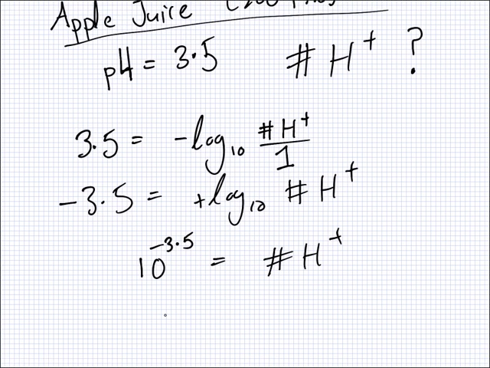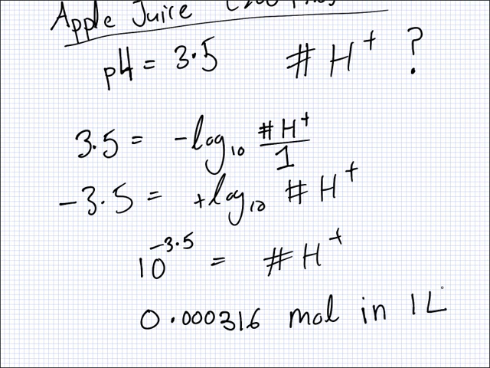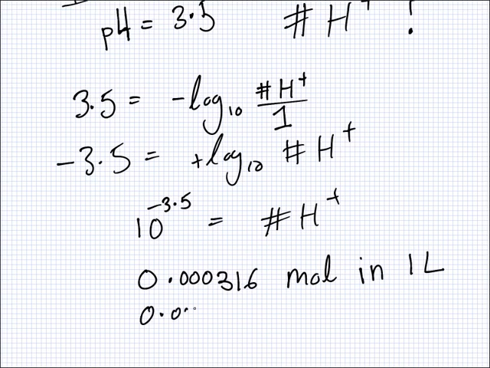It'll be pretty small. What is that? 3.16 times 10 to the power of minus 4 moles. But that is in 1 litre, and we don't want 1 litre. How many do we want? 200 mils, which is a fifth of a litre. So if you divide this number by 5, what do we get? 6.3 times 10 to the power of minus 5 moles in 200 millilitres.